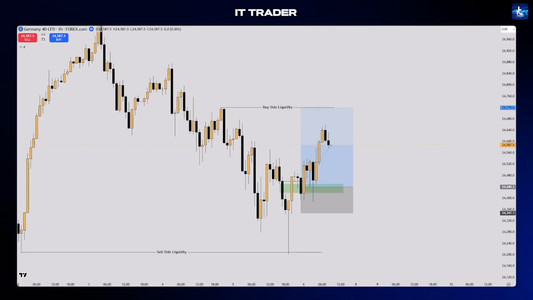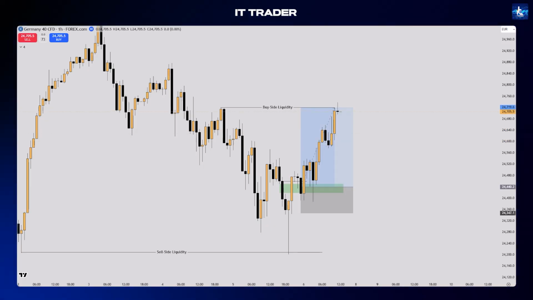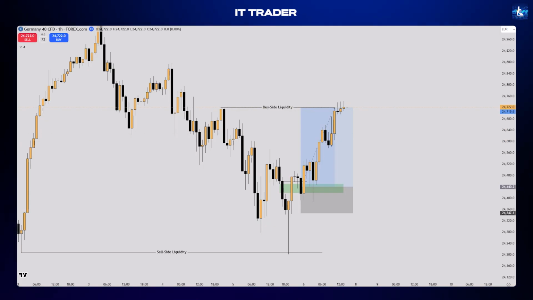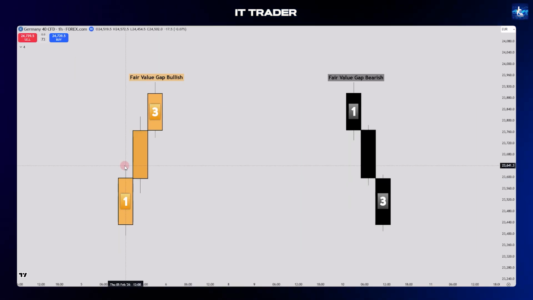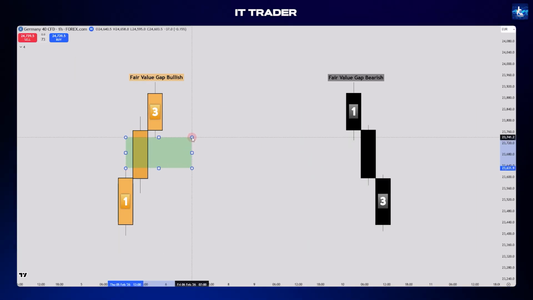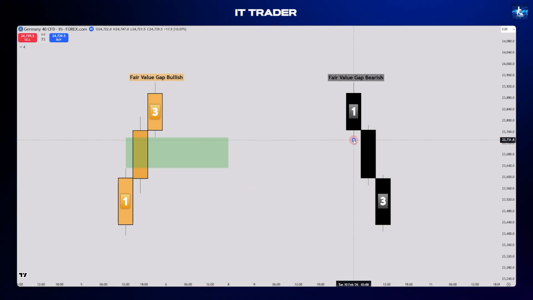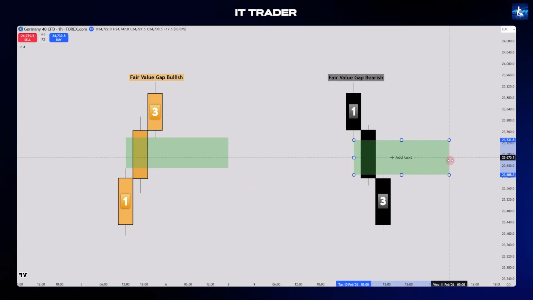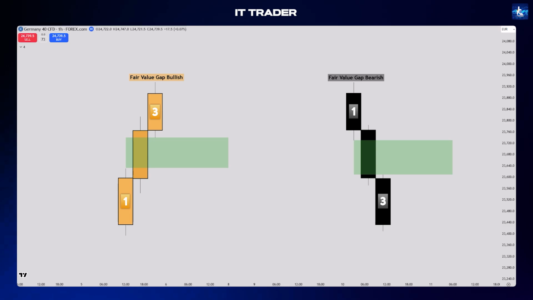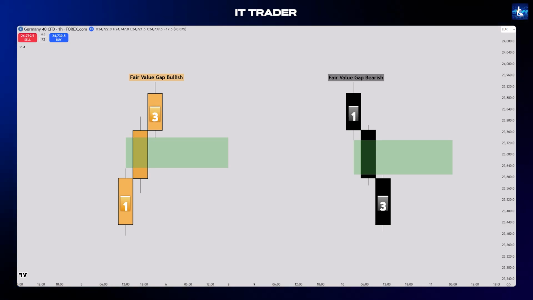If this is your first time hearing about the inversion fair value gap, it's actually easier than it seems. A regular fair value gap is a gap in fair value that appears during a strong impulse and reflects an imbalance between buyers and sellers. Basically, the gap between the first and third candles is this imbalance. That's what we call the fair value gap.